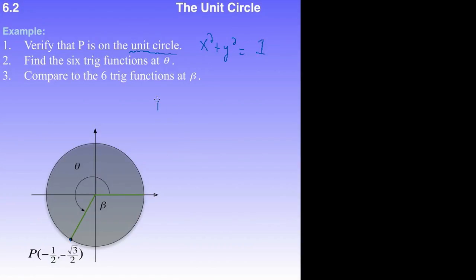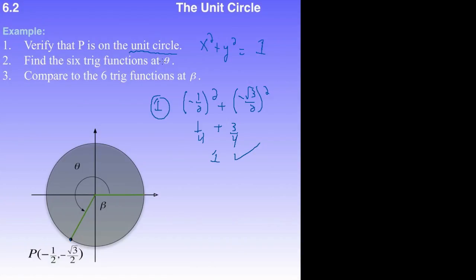Circle centered at 0, 0 with a radius of 1 has this format. So to do the verification, I'm going to take -1/2 squared, add -√3 over 2 squared, and hope that it equals 1. -1/2 squared is a positive 1/4. Negative squared is positive. √3 squared is 3, and 2 squared is 4. 1/4 plus 3/4 is 1. It's verified. So that point P is indeed on the unit circle.